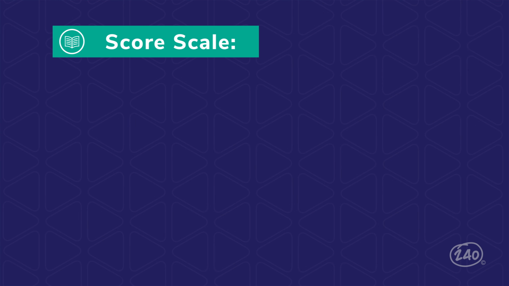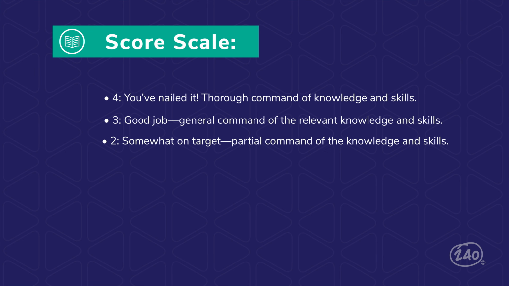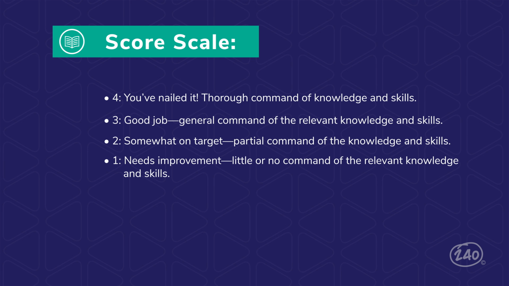Now, those written responses will be scored on a scale from 1 to 4. Number 4, you've nailed it. Thorough command of knowledge and skills. Number 3, good job. General command of the relevant knowledge and skills. 2, somewhat on target. Partial command of the knowledge and skills. Number 1, needs improvement. Little or no command of the relevant knowledge and skills.